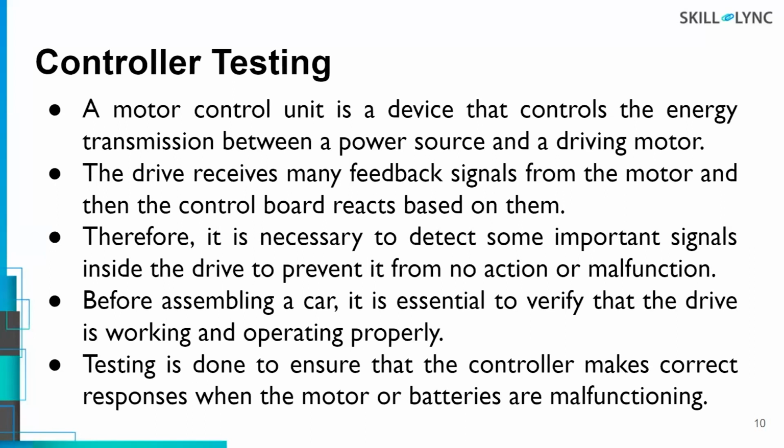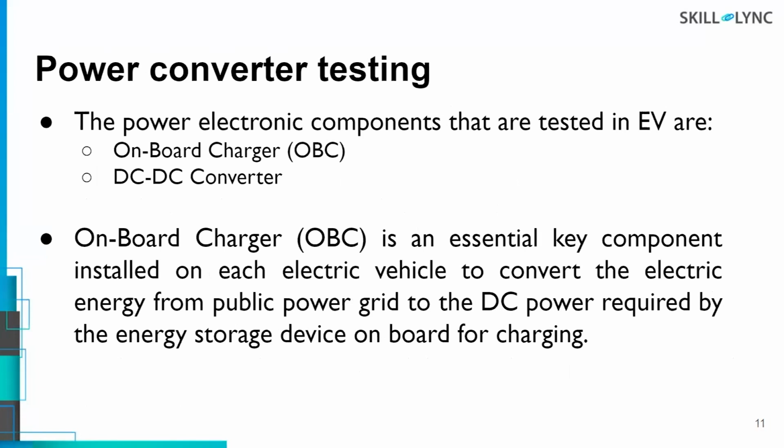Okay, there comes the power converter. I told you that the power converter circuit has two parts. One is from the battery to your motor, that is the DC converter. But your battery needs to be charged, right? That's where the onboard charger comes in. So the power converter circuit is mainly doing two jobs. One is making sure that your motor is getting the exact requirement. The other is that your battery is charging through the onboard charger. So the onboard charger is an essential key component.